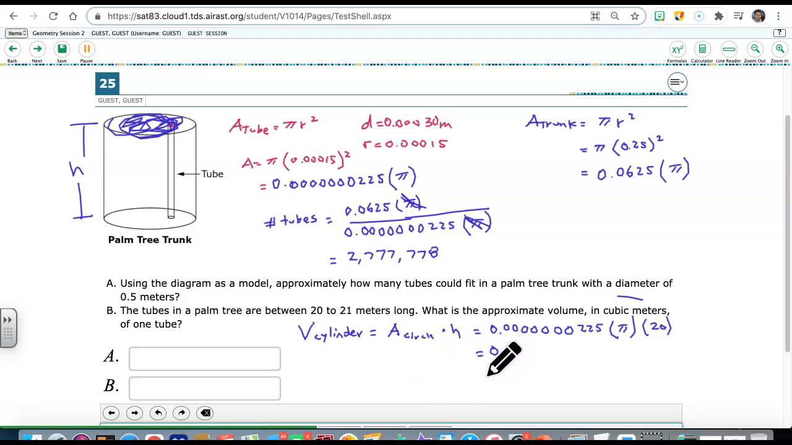equals, how many zeros is that? 1, 2, 3, 4, 5 zeros, then 141. So when the height is 20, this is the volume.